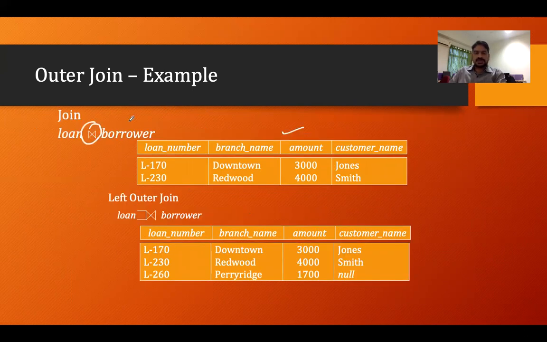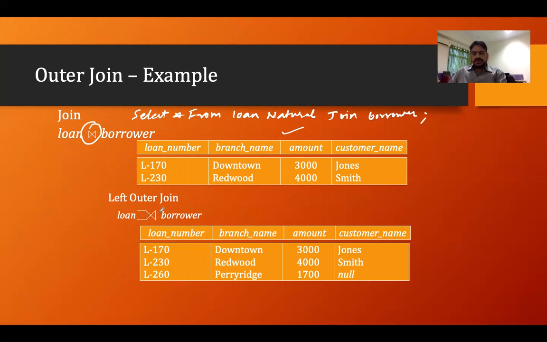So how will I write the natural join for that? It will be select asterisk from loan natural join borrower, right? This is my SQL query for this.